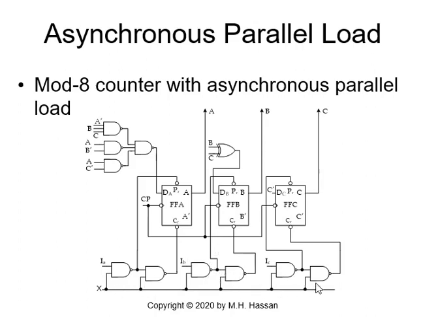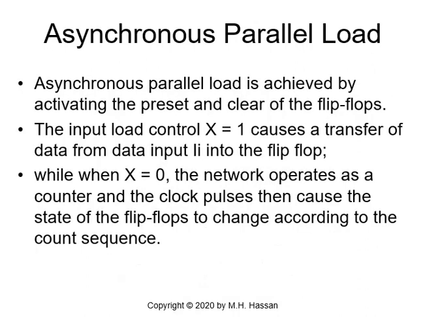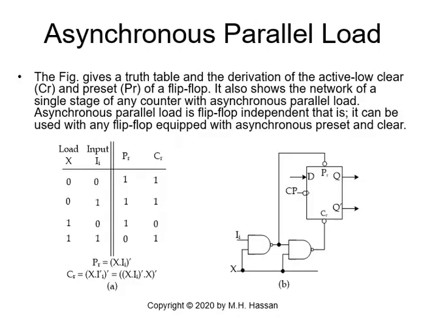X goes along with all. So if X is 0, the network will operate as a normal counter. If X is 1, the network will operate according to this flip-flop as a load function to load the input data to the counter.